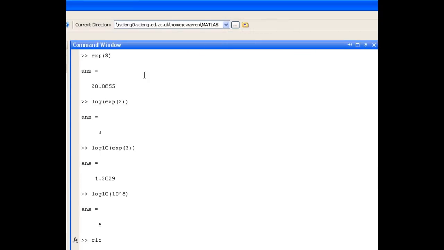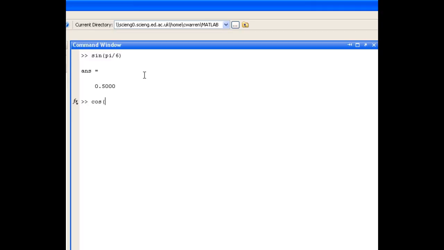Question 5 is all about trigonometric operations. And you should remember that whenever you perform a trigonometric operation in MATLAB, the argument should always be in radians. So the first one is sine of pi over 6, and we use the built-in pi function to get pi.